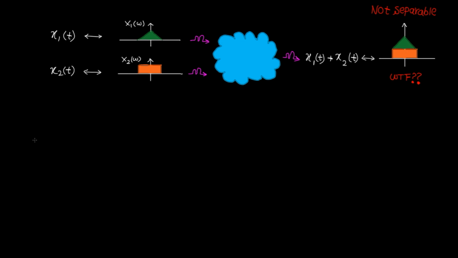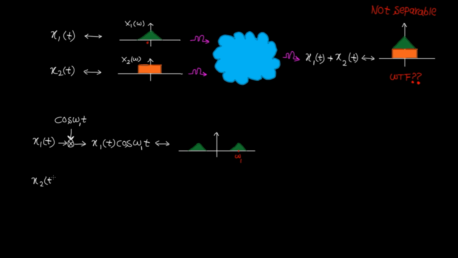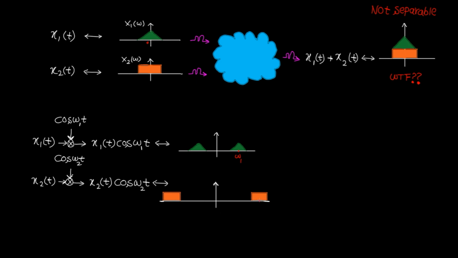Now let's add modulation to the game. The first station modulates x1(t) by cosine omega1 t. As we already discussed, this multiplication shifts the frequency content of the message by omega1 to the left and right. At the same time, the second station modulates x2(t) by cosine omega2 t. Again, this multiplication shifts the frequency content of x2 by omega2 to the left and right.